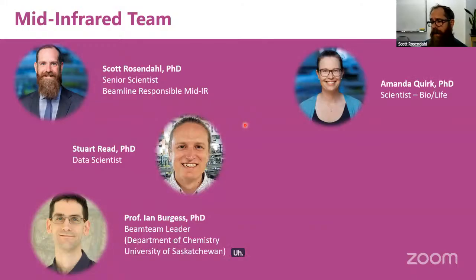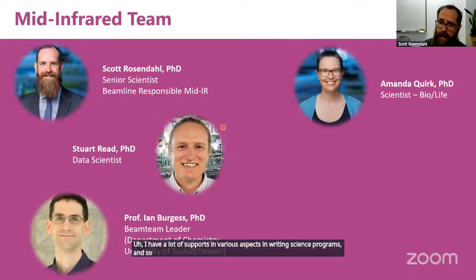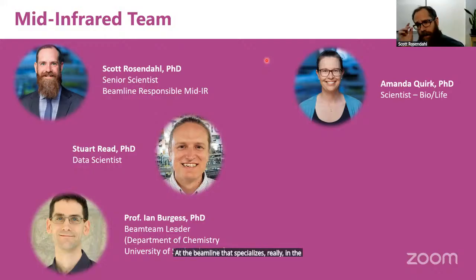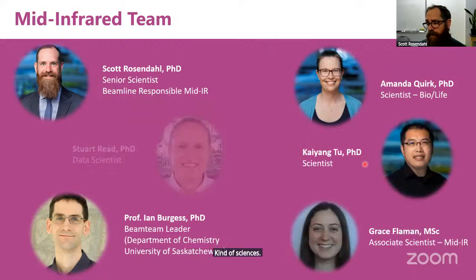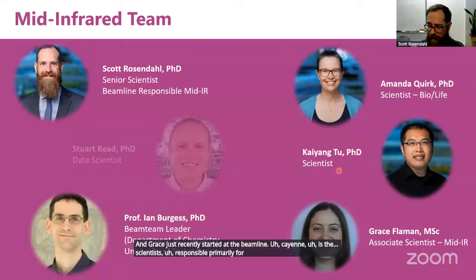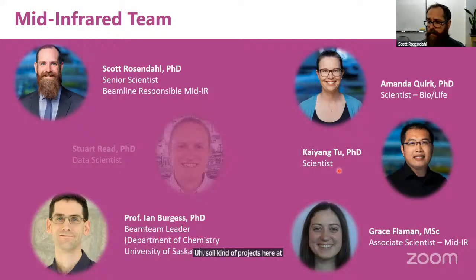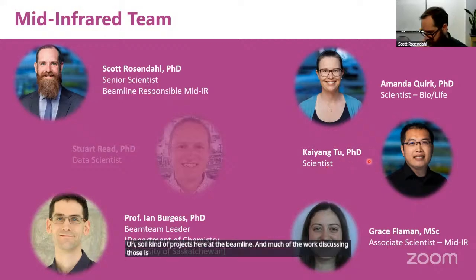I have a lot of support in various aspects in running science programs. Amanda Quirk is the scientist at the Beamline that specializes in the bio-life sciences. And Kai too. And Grace just recently started at the Beamline. Kai is the scientist responsible primarily for the agricultural, food, and soil projects here at the Beamline. And much of the work discussing those is work done by Kai.